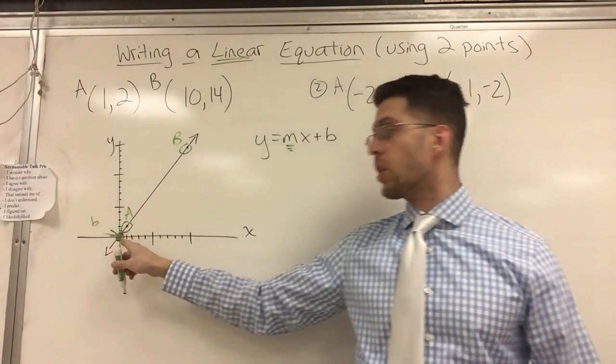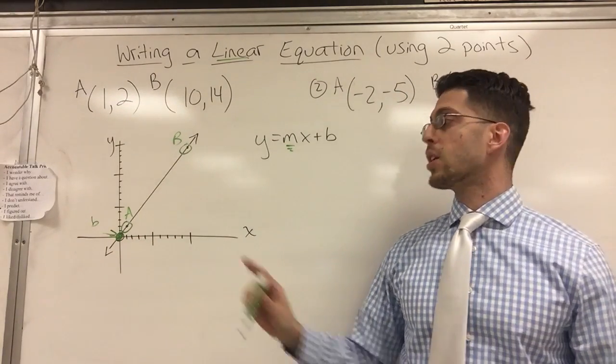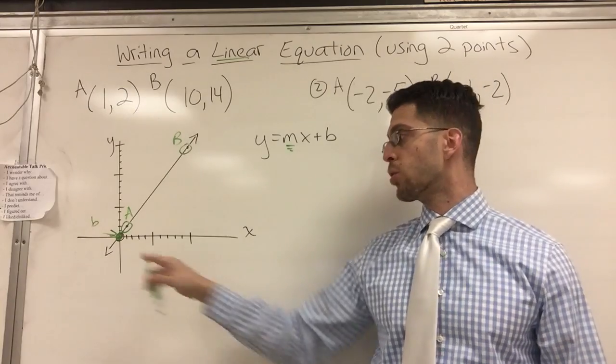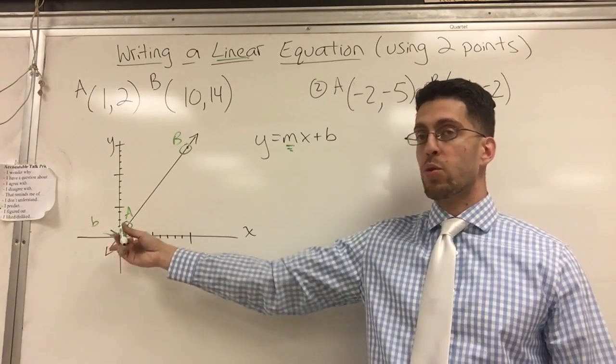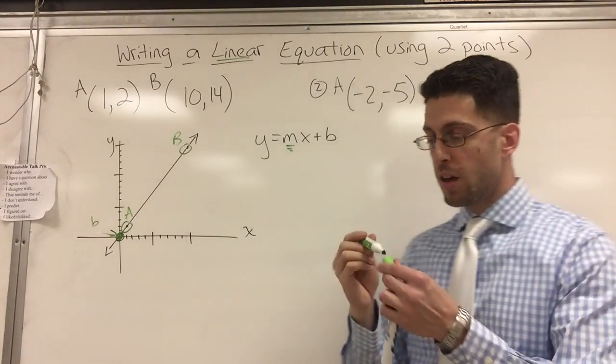That's your b. And it's hard to see on this diagram because it's a fraction. If it was clear, then you wouldn't need to do this whole procedure that I'm about to do. You would just point and say, oh, the y-intercept is 1 or 2 or wherever it's crossing. But here it's a fraction, it's kind of confusing, so you actually have to do math.